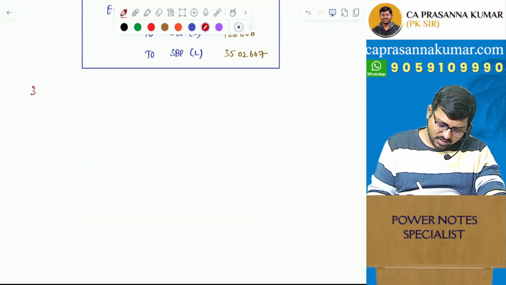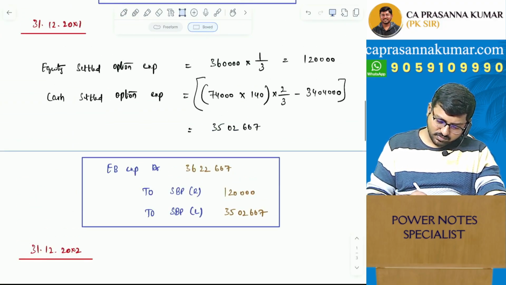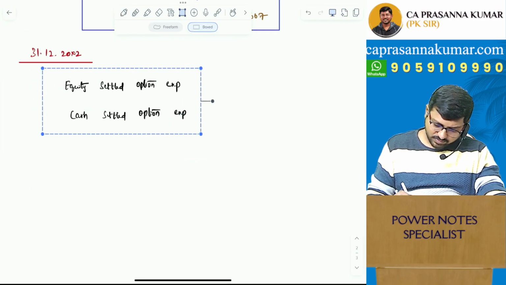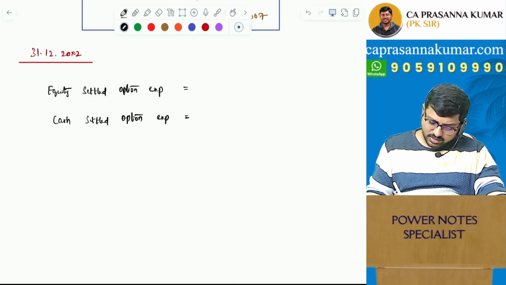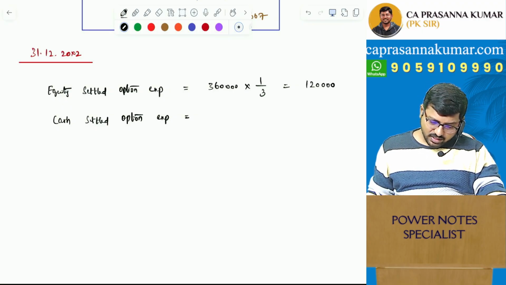Next. 31/12/20x2. Right. Same calculation. Okay. What about equity settled option expenses? 3,60,000 into 1 by 3. That will be 1,20,000. There is no change in this, right? Cash settled option expense. What about that?